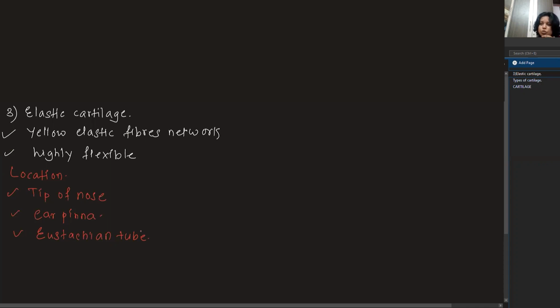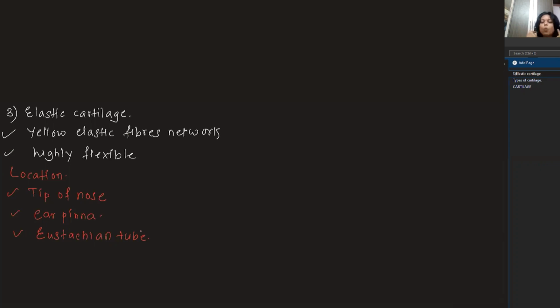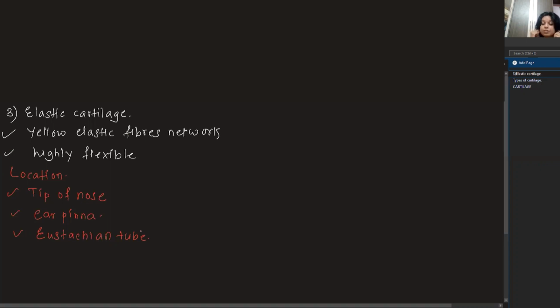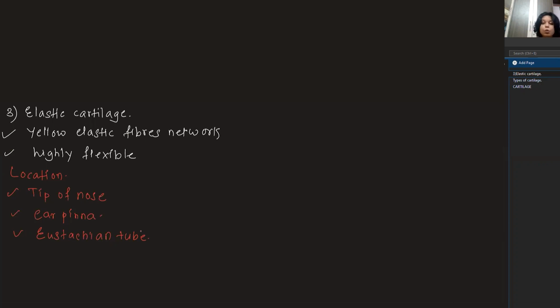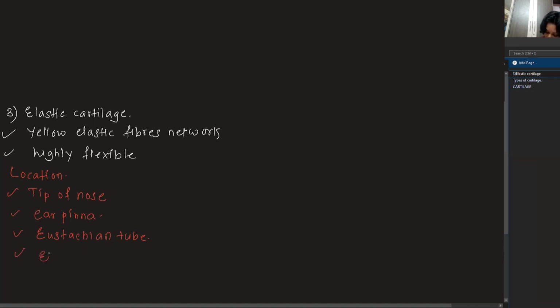What is this eustachian tube? Eustachian tube is a tube which is connecting middle ear to the throat. And its function is to equalize the air pressure on our eardrum. So this tube is also made up of yellow elastic cartilage. It is flexible. The last example is epiglottis.